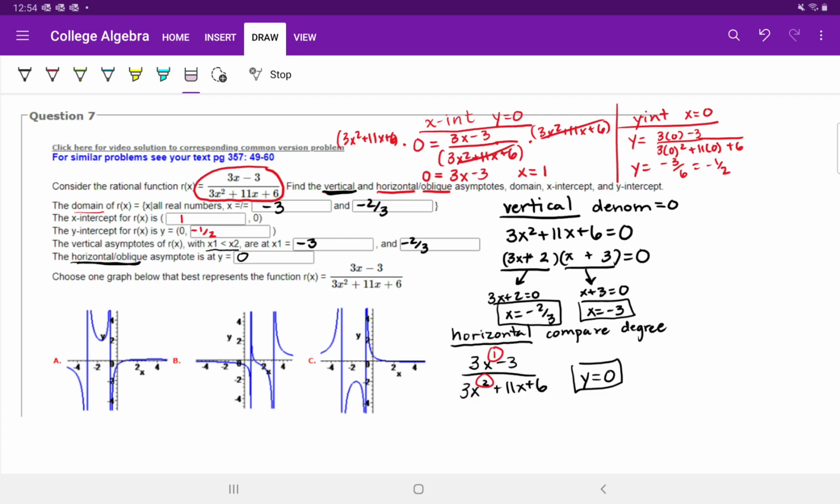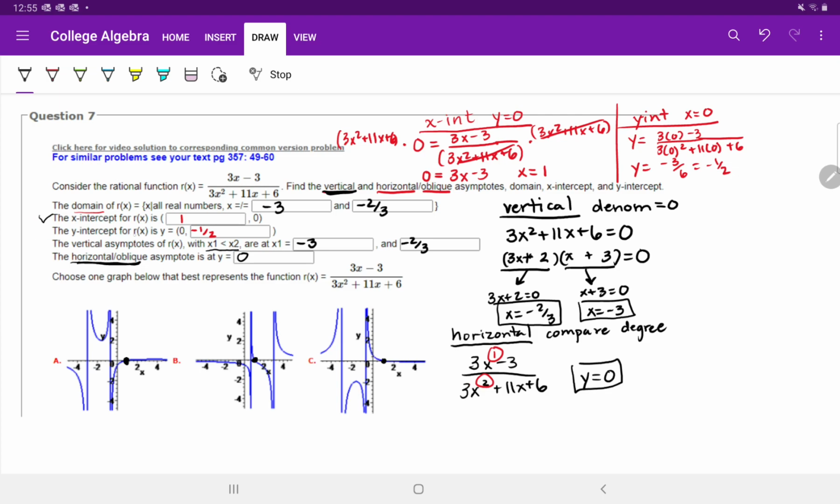Now, the last part of the question asks us to choose a graph that best represents the function, and we're going to use our answers from previous parts of this problem to do that. So our function has an x-intercept at +1, so that would be here. This function's looking okay. This function's looking okay. This function, I can't really tell, but that could go through 1. So they all check out for this piece of information.